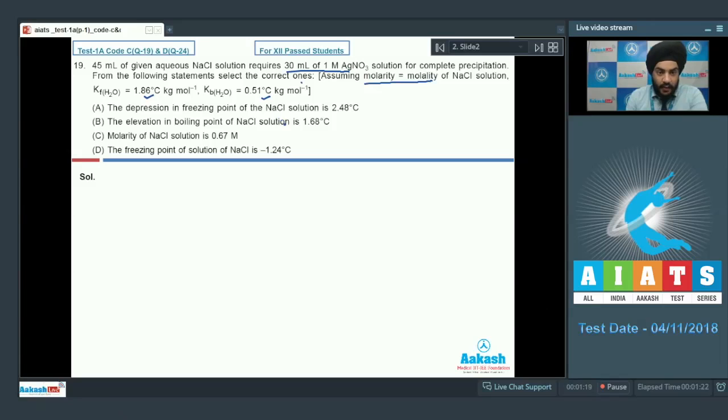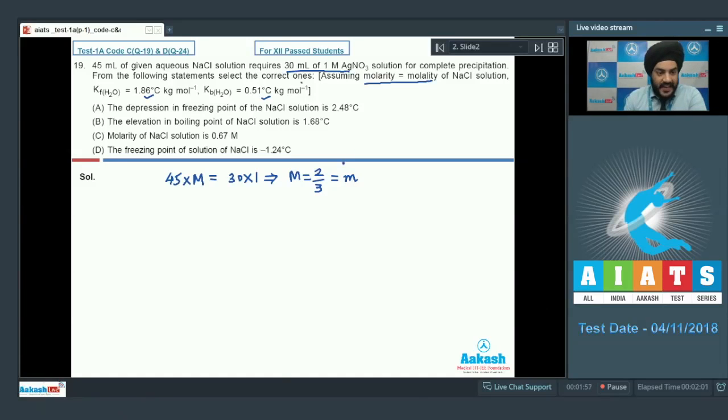So let us first try and figure out the concentration of the NaCl solution. Students, we know that Ag plus ions will precipitate Cl minus ions from the solution. So the equivalents have to be equal. So 45 into m. Let's assume that the molarity of the NaCl solution is m. So 45 into m shall be equal to 30 into 1. So solving this, we can get the value of m equal to 2 by 3. Okay. So now it is told to us that the molarity value is equal to the molality value. So this shall be equal to small m as well.